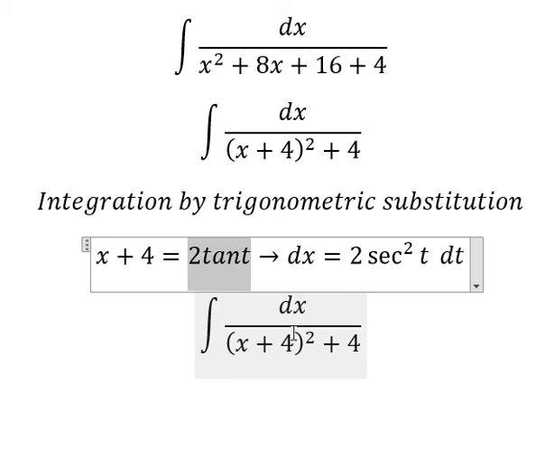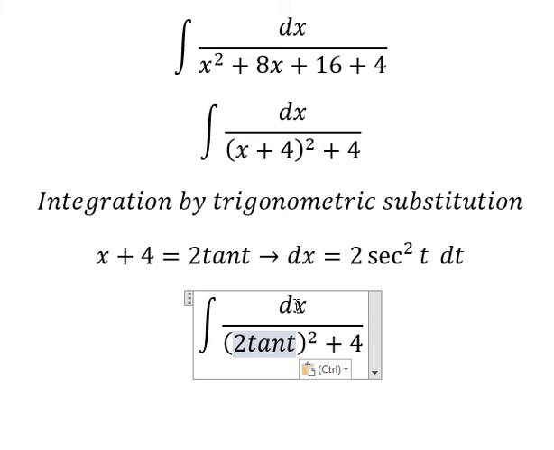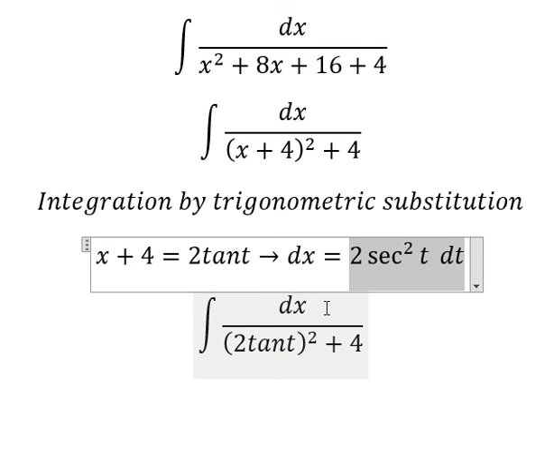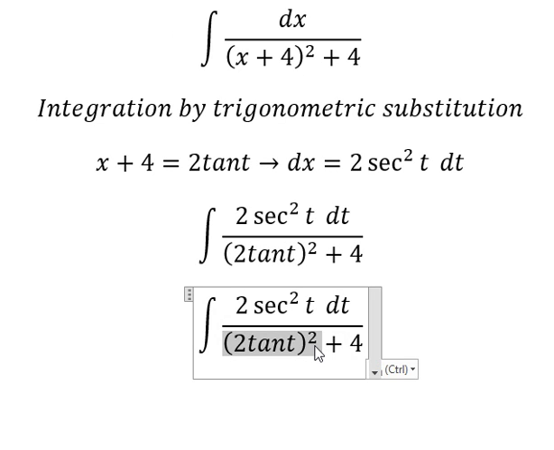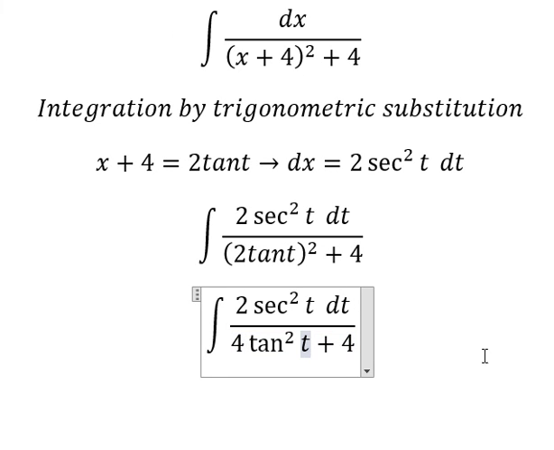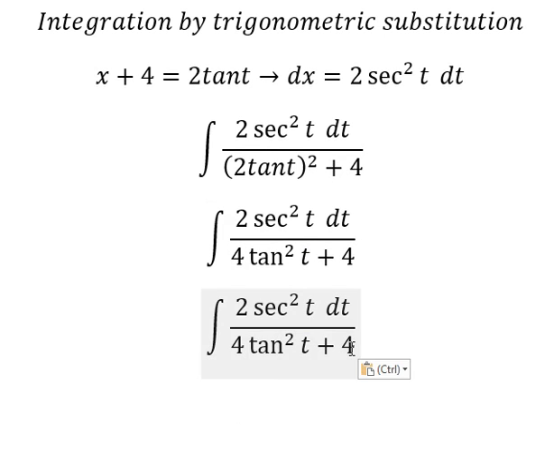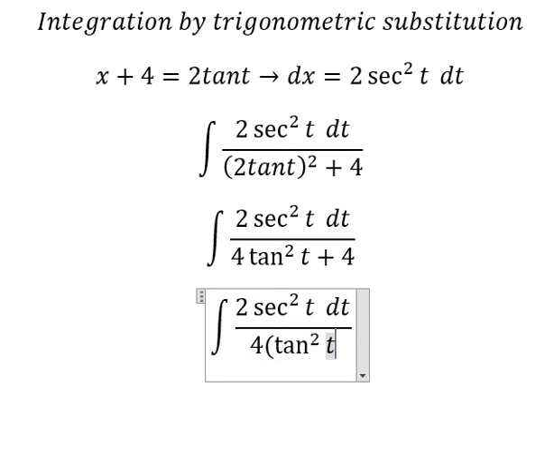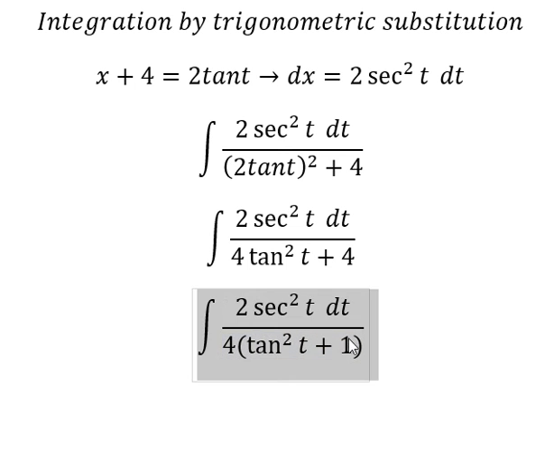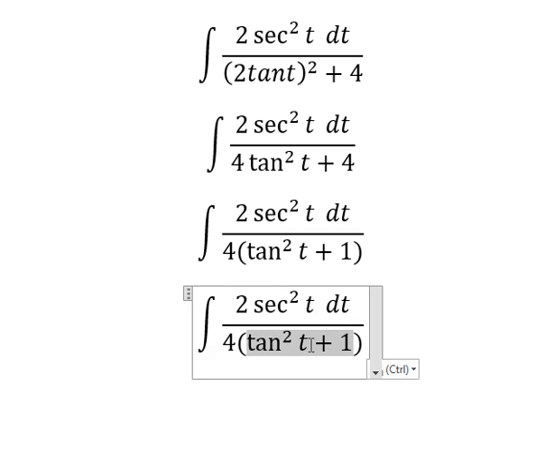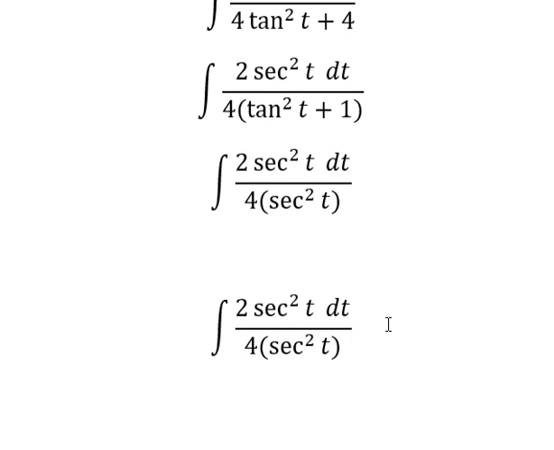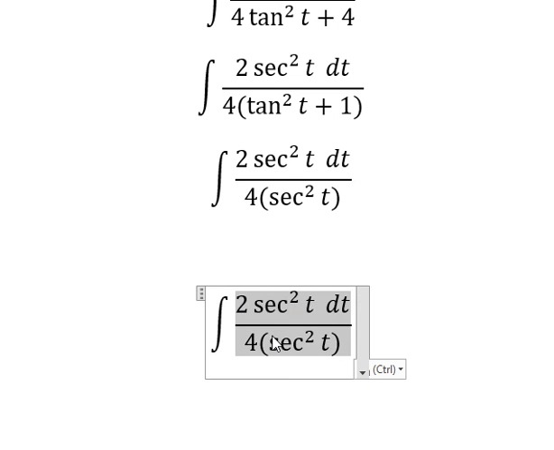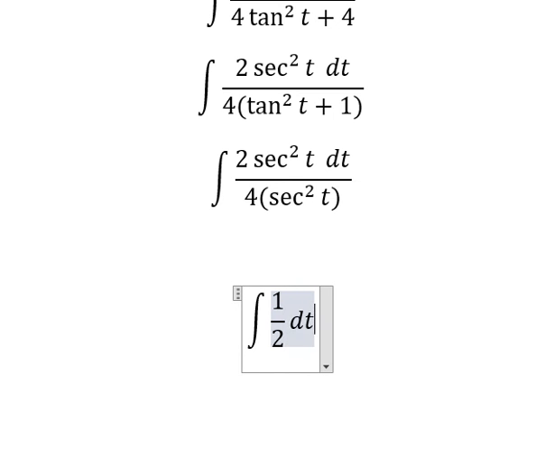So we put this one going here. The s we change by this one. This one we have 4 tan t square. Number 4, we can do about factorization. This one we have secant of t square. Later that we need to simplify, and we have 1 over 2 dt.